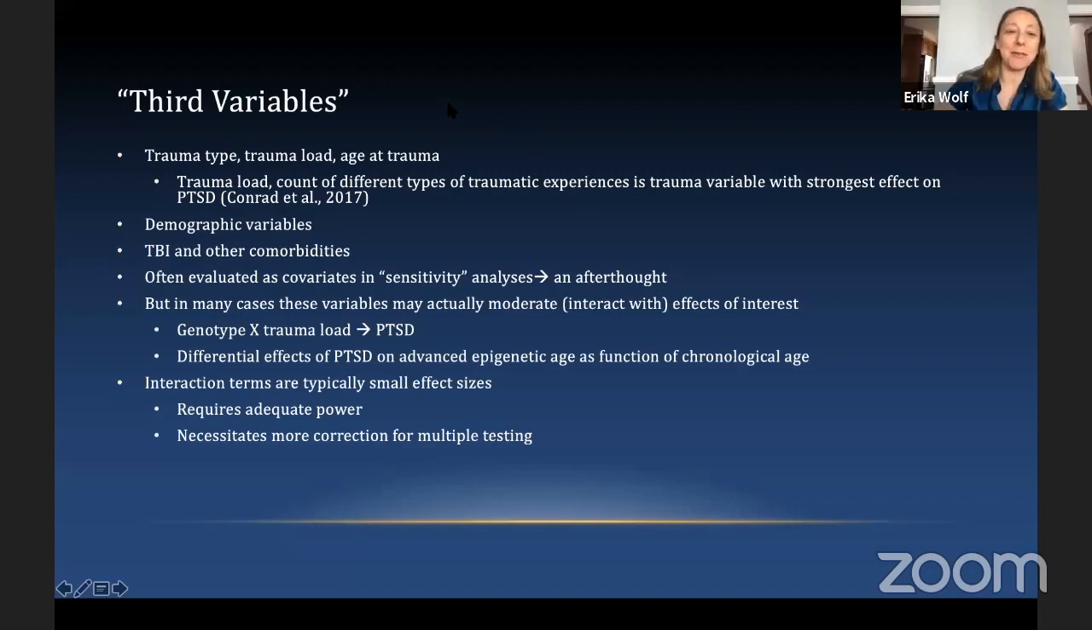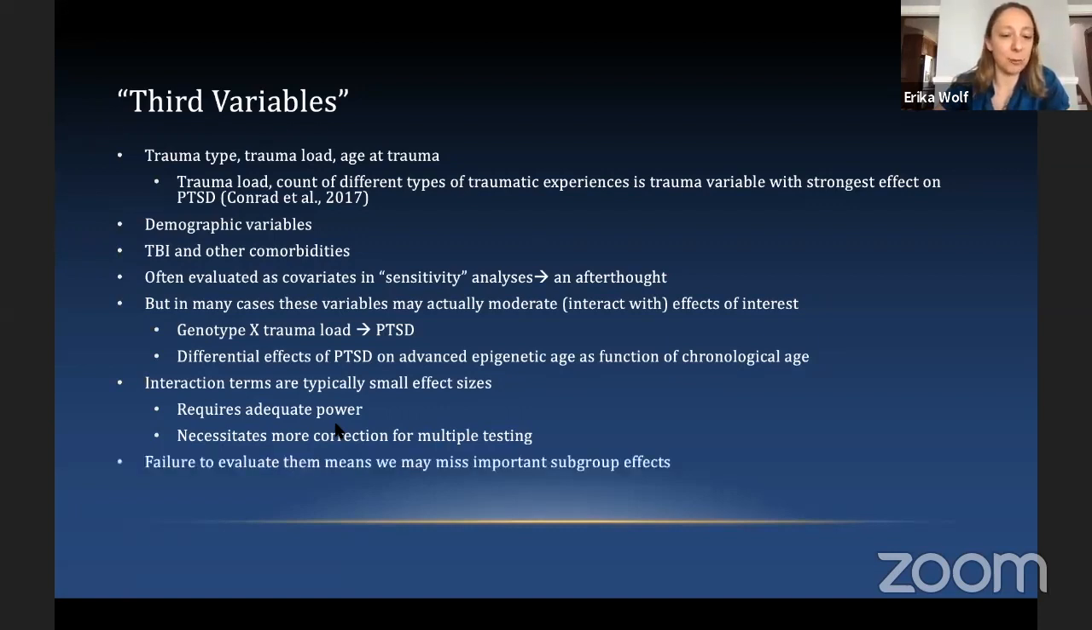We may be throwing out good data, good genomic effects, if we don't look at these interaction effects. One of the concerns here is that interaction terms are typically quite small in terms of effect size and require sufficient sample sizes and adequate power in order to examine them. But if we don't look at these interaction terms, we actually may miss important subgroup effects.